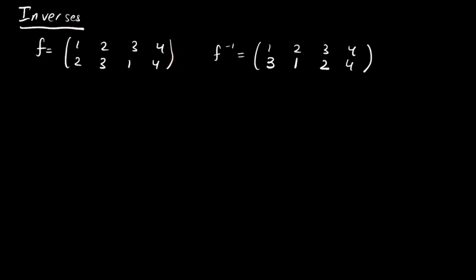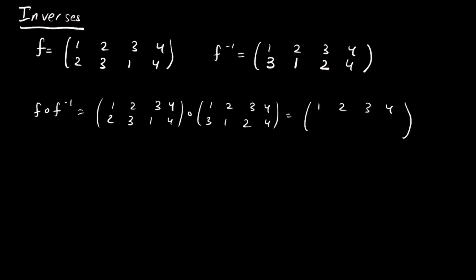So f inverse is going to send 4 to 4. So this is my inverse. And now I can check, does this actually work? What happens when I compose these two? Well, let's see what happens.